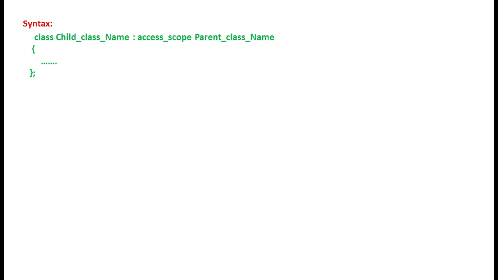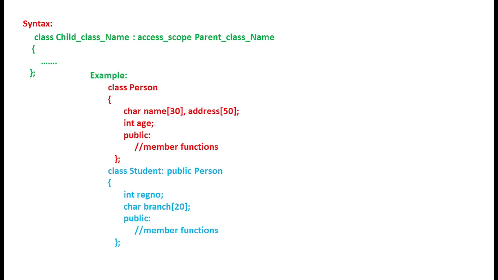Here is the syntax in C++ for implementing inheritance. You can see the keyword class, and then the child class name should be given. Then the colon is used to connect the parent class with the child class. Then the access specifier has to be given, in this case the public scope, so that the parent class properties can be easily accessible by the child class objects.